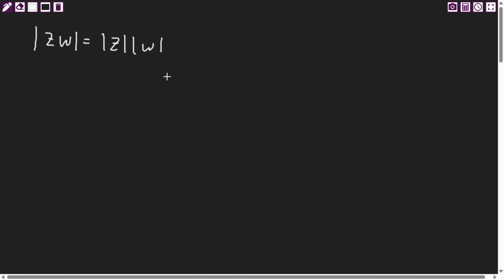Now remember that the modulus of a complex number, so we'll say z is equal to a plus bi, the modulus of z is defined to be a squared plus b squared, all square rooted. Cool. So let's first figure out the left-hand side and see what we can simplify that to.